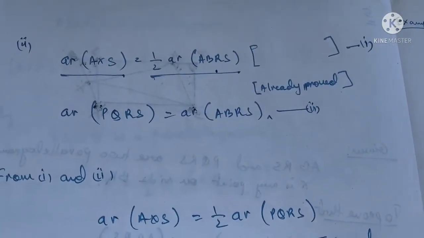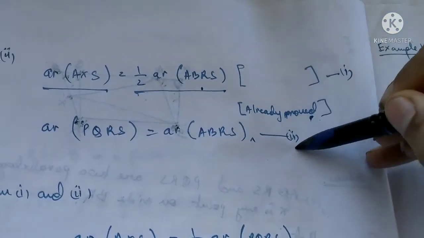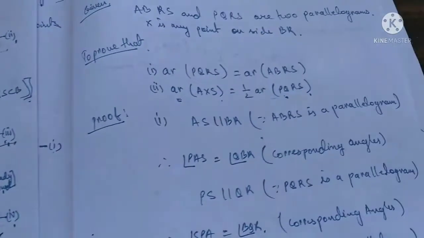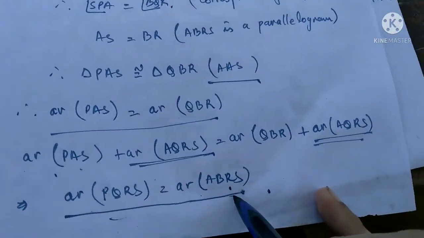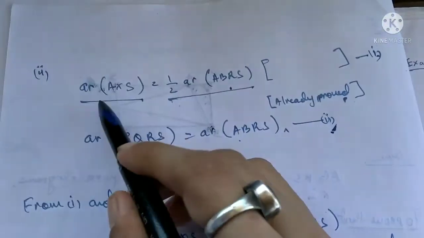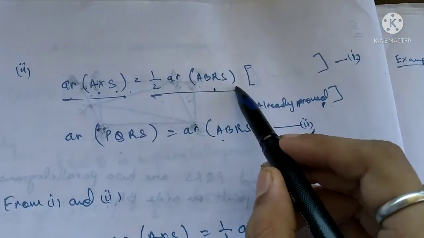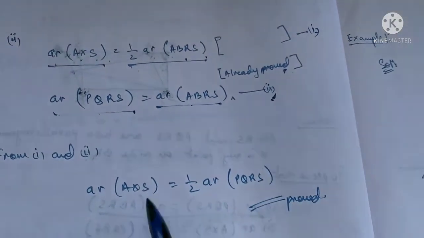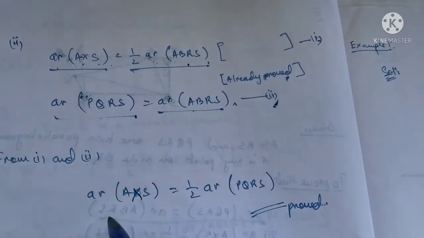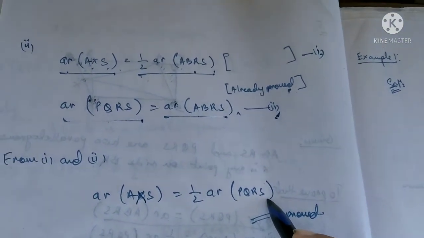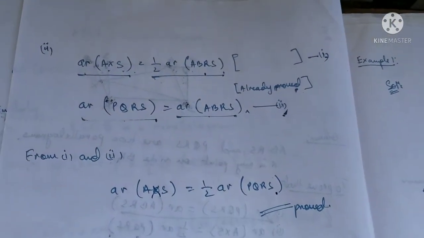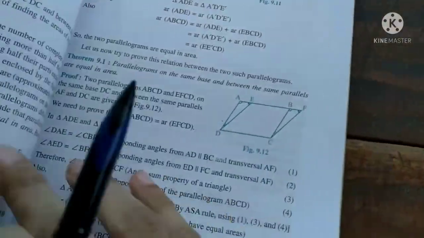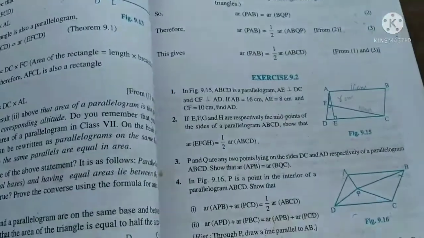This is already proved, and this will be equation number 2. This is equation 1 and this will be equation number 2. The first proof, that one only I have done here. So instead of writing area of AXS is equal to half area ABRS, since area of ABRS is equal to area of PQRS, I can write area of AXS is equal to half area PQRS. Understand? This is our proof. So that much only here. With this your chapter 9 is over.